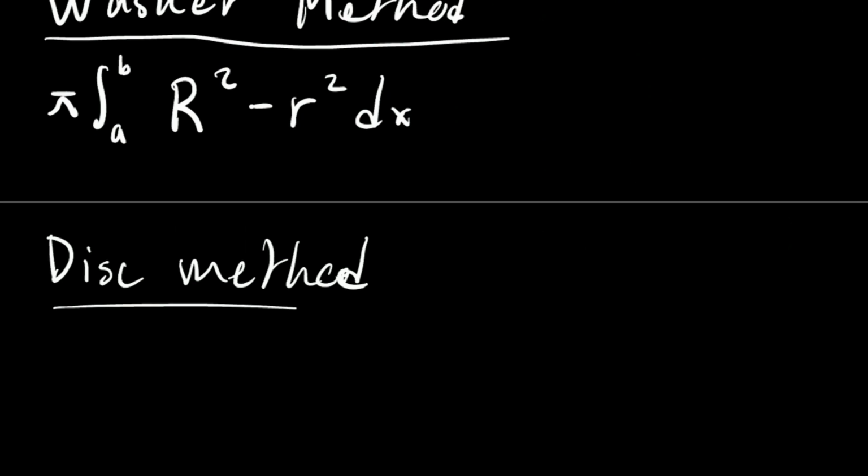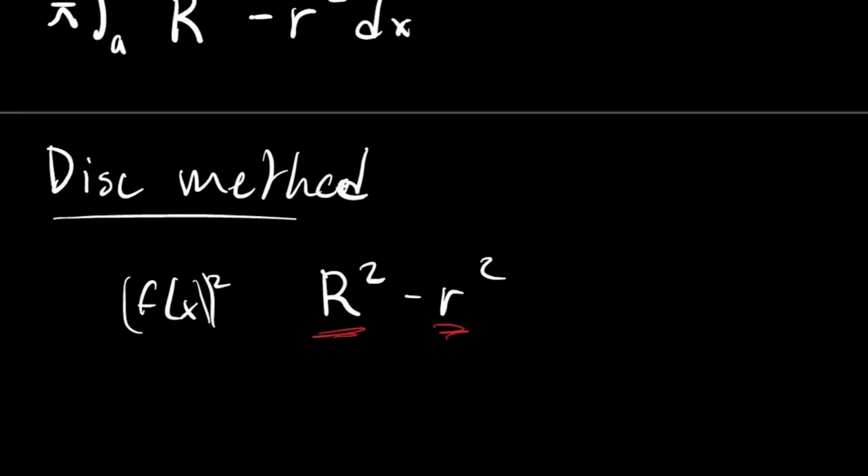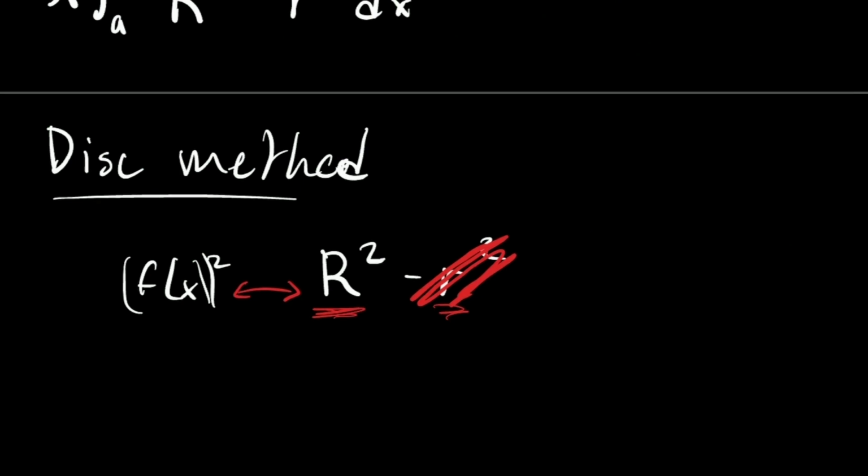Where instead of it being f of x squared, it's big R squared minus little r squared. So this little r represents our hole, and this represents the space, like the actual shape, the actual volume of the shape. So if we didn't have a hole, we have the same formula, just with a different letter.